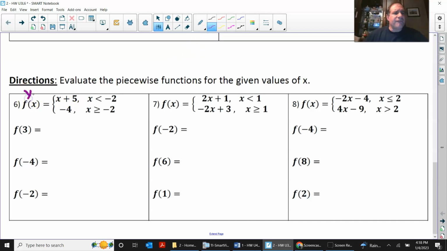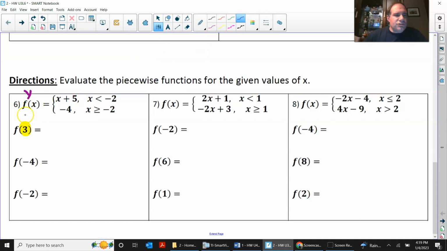So remember that this is your y. The whole f of x is like y. And it equals, there's two equations here. There's two functions. f of x equals x plus 5 for a domain of x is less than -2, and f of x equals -4 for when the domain is x is greater than or equal to -2. So let's focus in on this part right here.